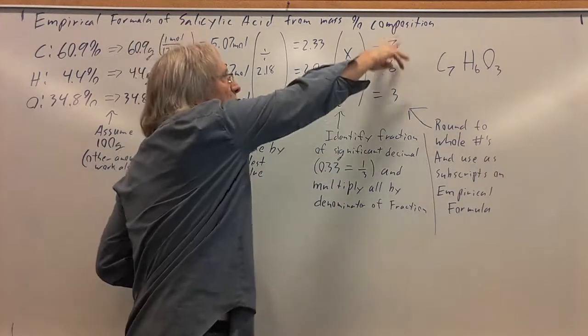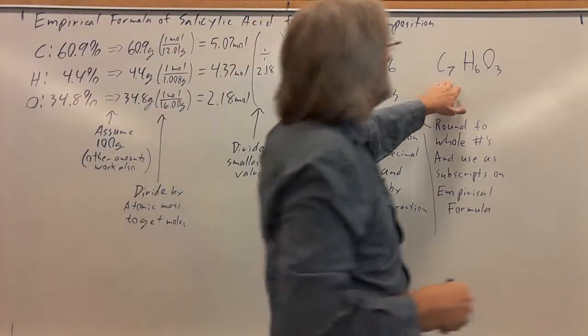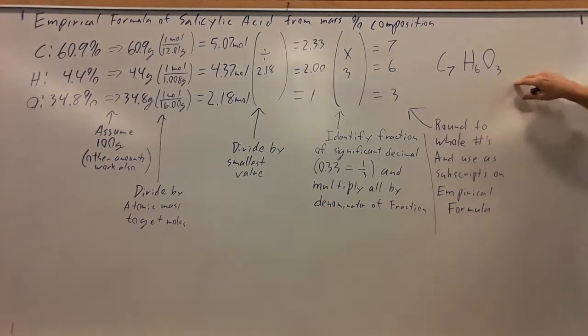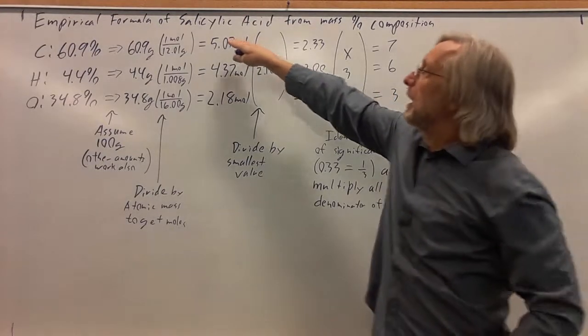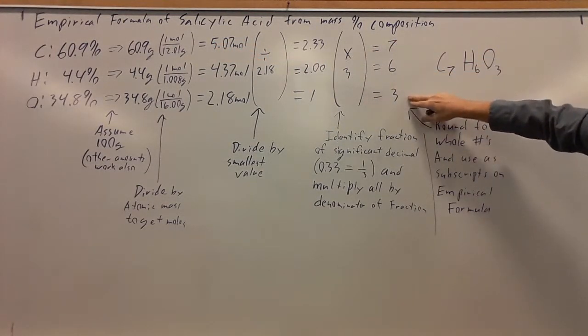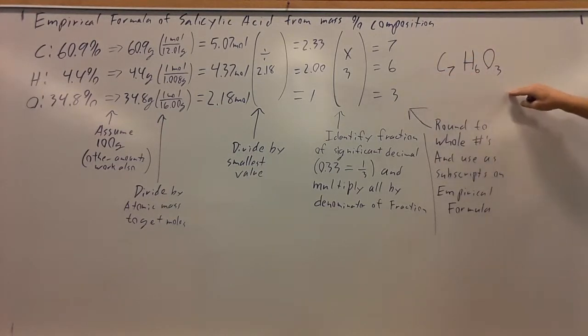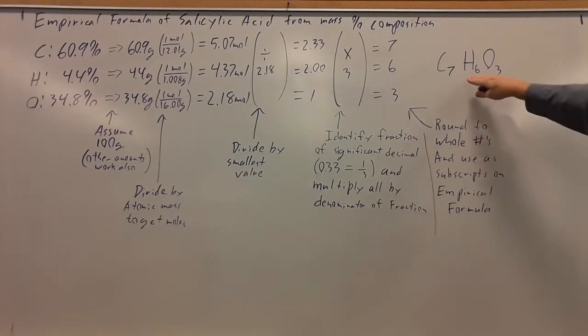If we have any decimals at this point, we just round them to whole numbers. And then we use these whole numbers as the subscripts on the elements that we're dealing with. So our carbon is 7, our hydrogen is 6, oxygen is 3. That becomes our formula for this compound. This was the mass percent of salicylic acid, so this is our empirical formula of salicylic acid.